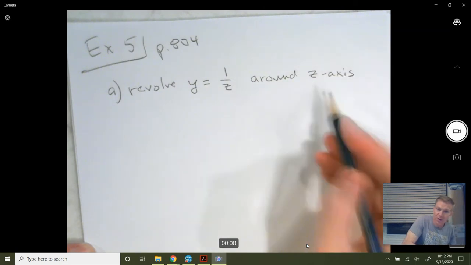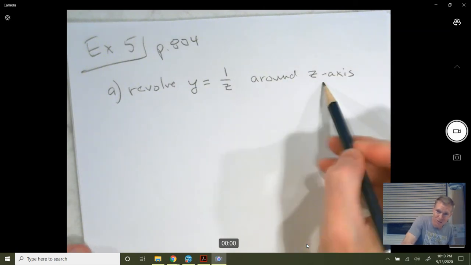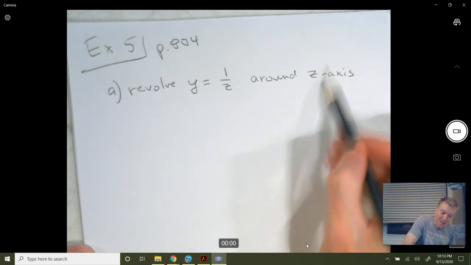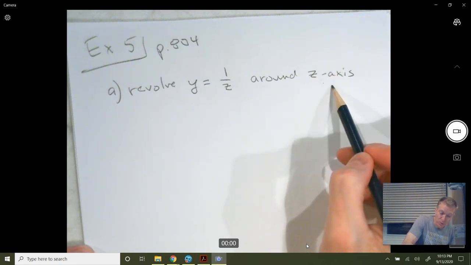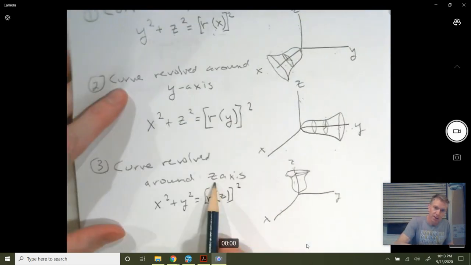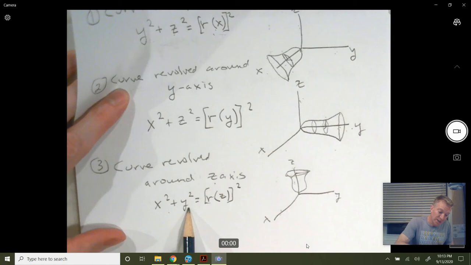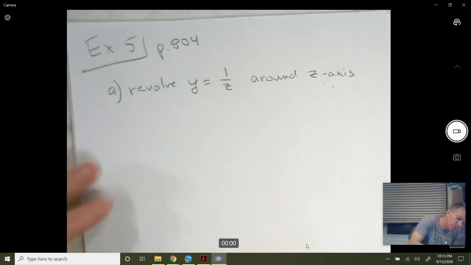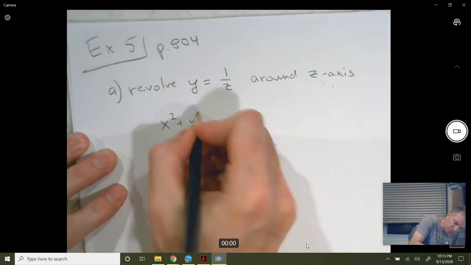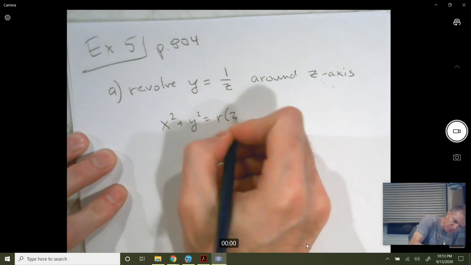So if you're revolving around the z-axis, your cross sections perpendicular to the z-axis are going to be circles, and they're going to be x squared plus y squared equals your radius squared. Okay, this is the last one we're doing here. X squared plus y squared equals your radius squared, but your radius has to be a function of z. So you're going to have x squared plus y squared equals your radius as a function of z, squared.